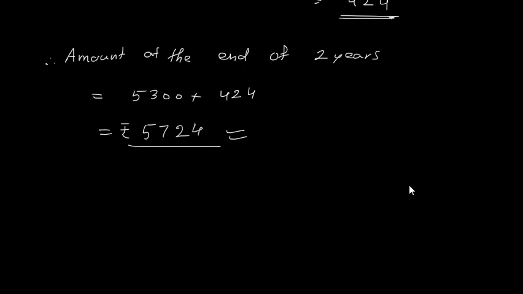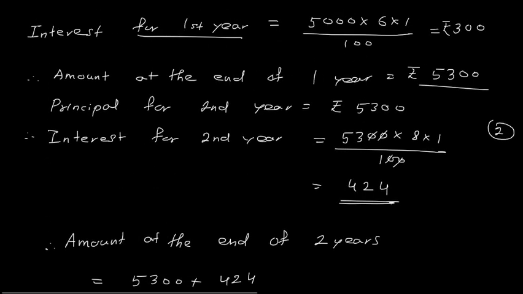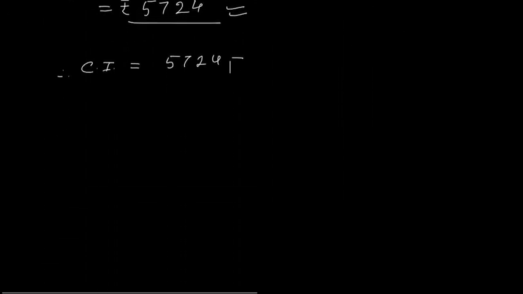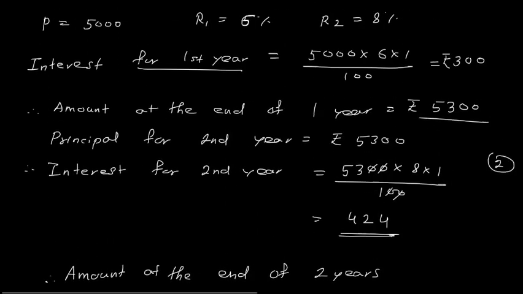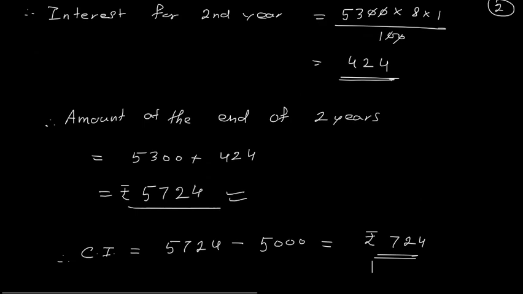Now I got amount at the end of 2 year. Compound interest, therefore compound interest will be this amount 5724 minus the principal at the beginning, which is rupees 5000. So minus 5000. So I get rupees 724. So rupees 724 is the compound interest for 2 year, and rupees 5724 is the amount for 2 year, or amount at the end of 2 year.